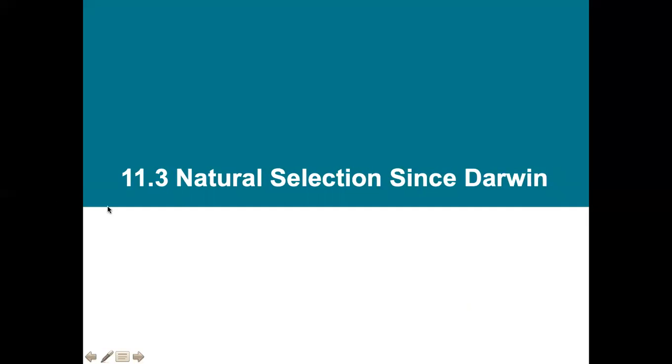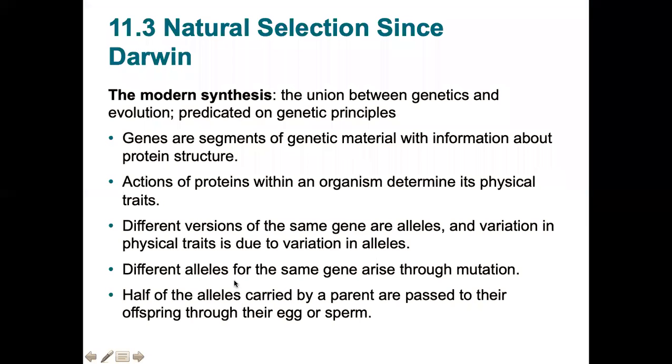Okay, natural selection since Darwin. There's some new theories, and I've been talking a lot about genes too. And so when we think about it, you've got genes in a population. Some of those are going to have some random differences, and then when you apply that selective pressure, then those particular alleles of those genes get passed on.